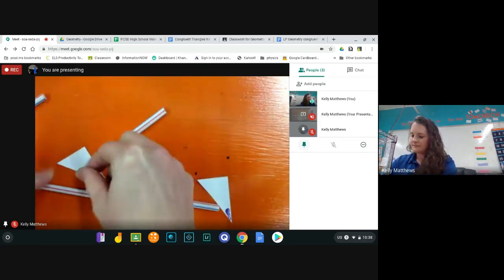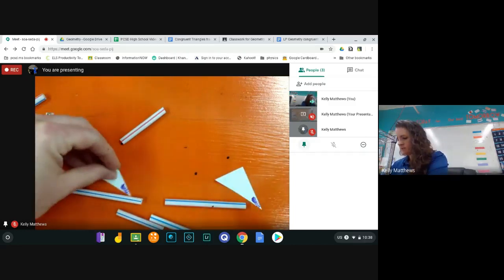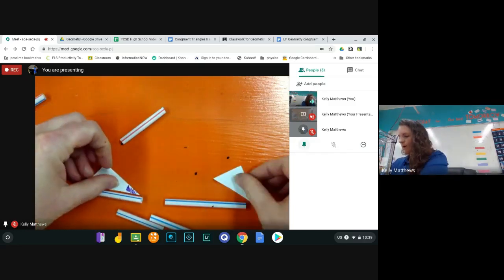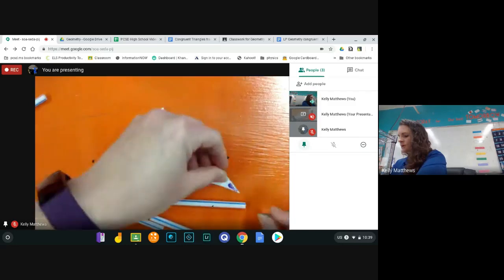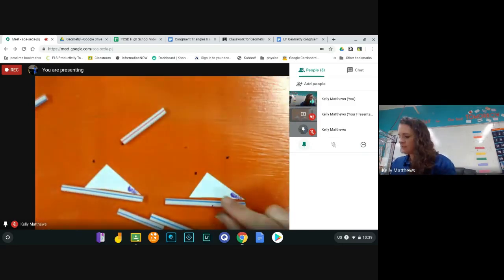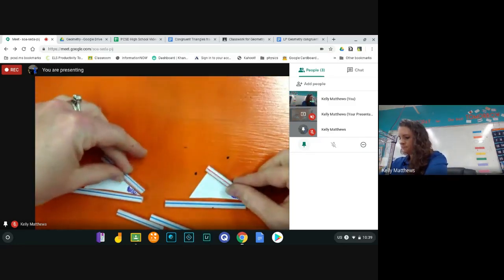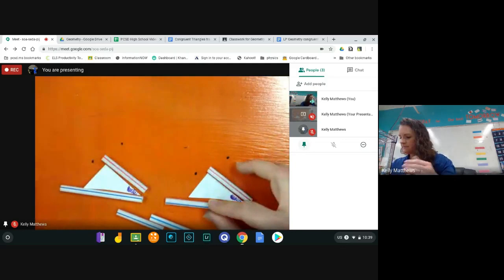So here's a side that matches, remember? And here's an angle that has a match. Remember, we're not looking at the whole white piece that looks like a triangle. We're just using that angle, and that angle has to be kept the same. All right? So we're going to put these here.